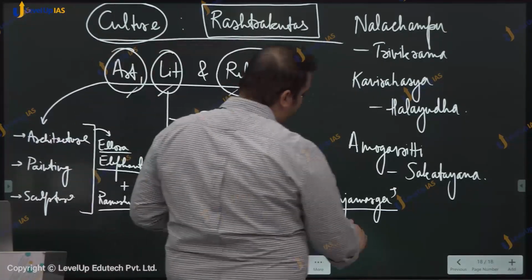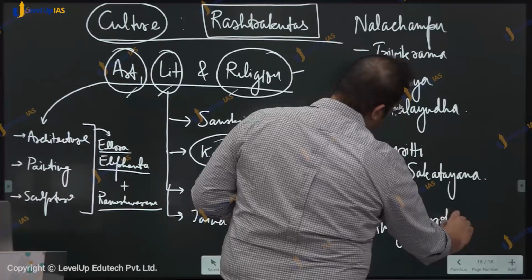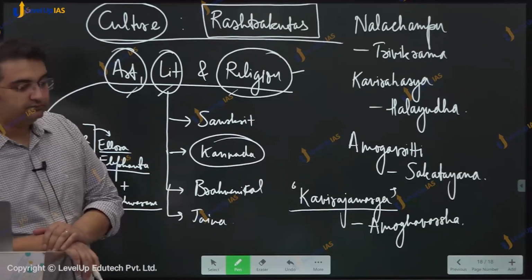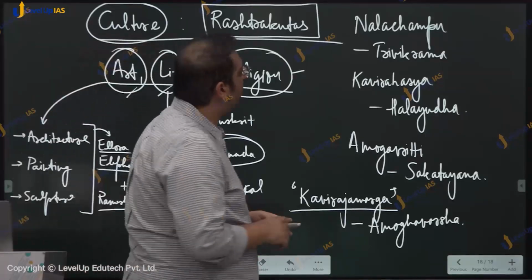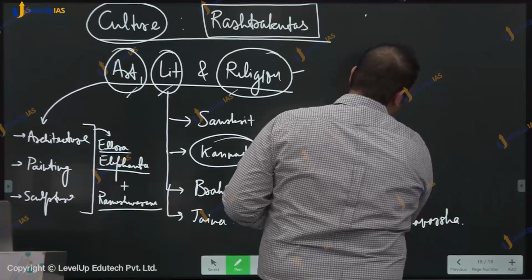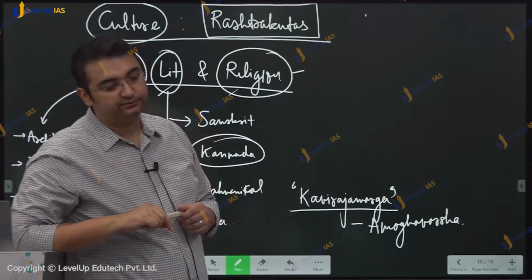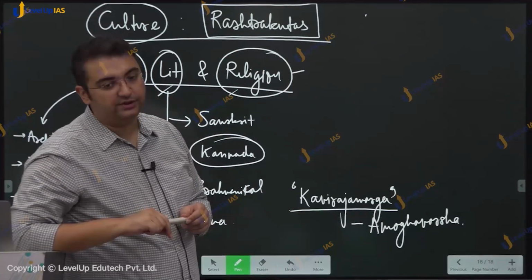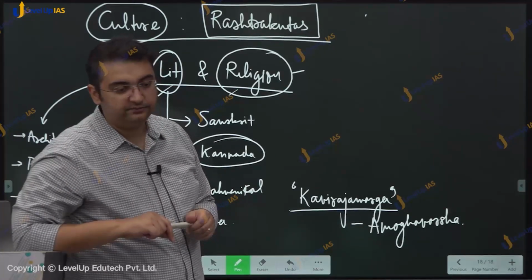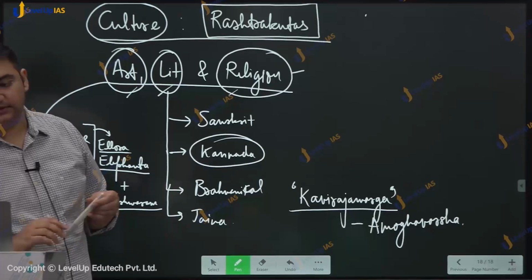With the composition of the Kavirajamarga by Amoghavarsha, Kannada literature emerged out of the shadow of Sanskrit literature to attain the status of a classical language.